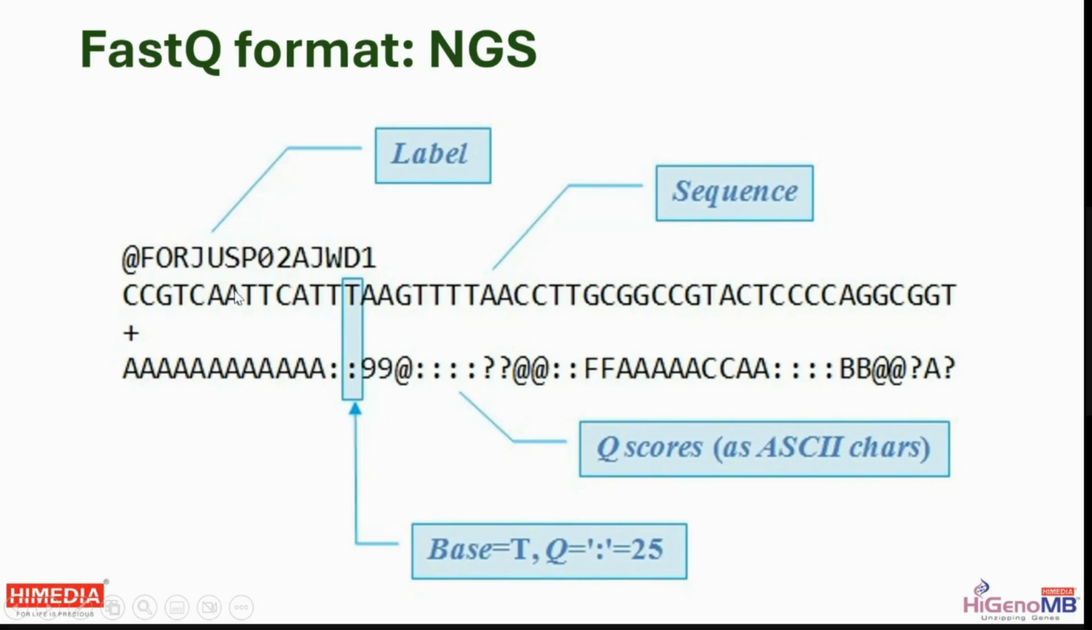Followed by that, there is a sequence present in the form of ATGC, and the third line will always start with a plus or minus sign, which indicates whether your read is in the forward direction or reverse direction. The fourth line will always have certain alphabets, certain unique characters. Those are known as ASCII characters, and they are standard characters. Each character or symbol represents a certain score. Like here is the column, which represents the quality score of 25 for the base T. Likewise, each and every character represents the quality of the base present above it.